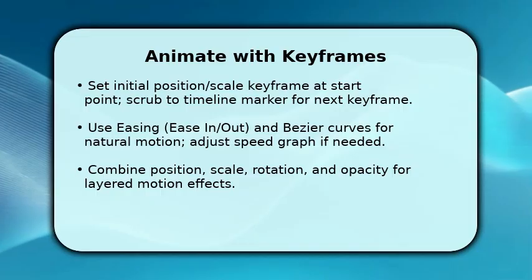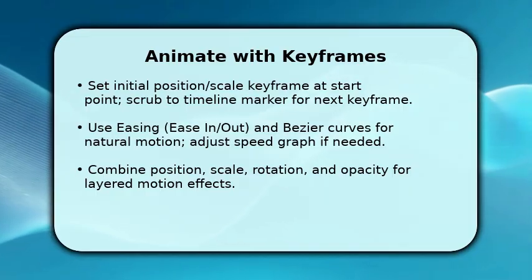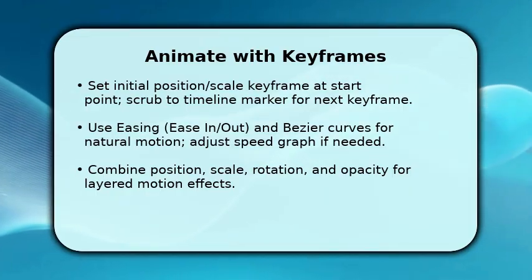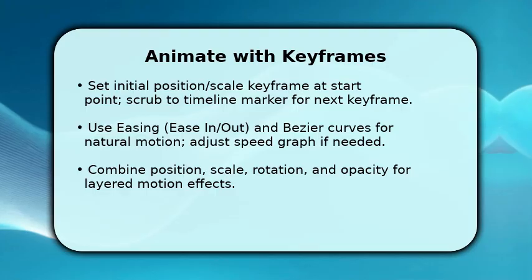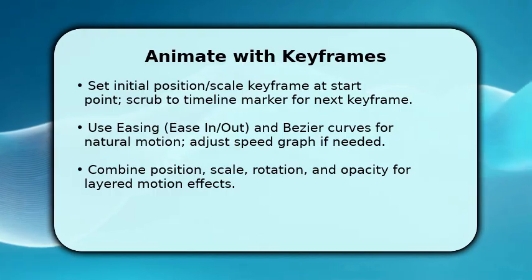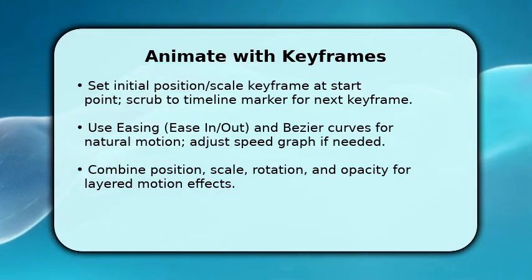Now you build the movement. Place an initial keyframe for position and scale where the shot begins, then move the playhead and change values to auto-create the next keyframe. This is how you define motion. Make sure to apply ease in or ease out to soften starts and stops, and switch to the speed graph or Bezier handles to refine curves for natural acceleration.